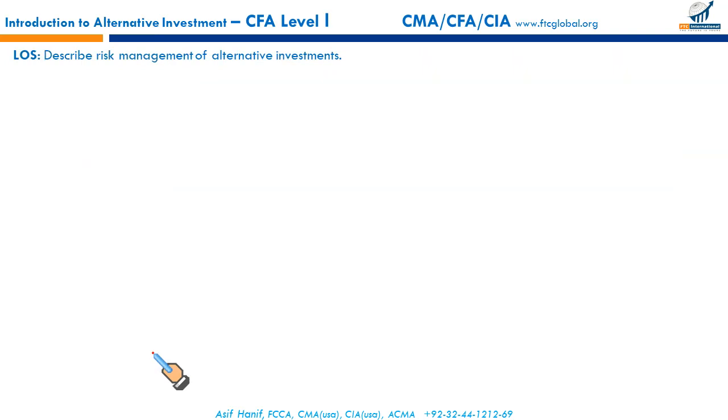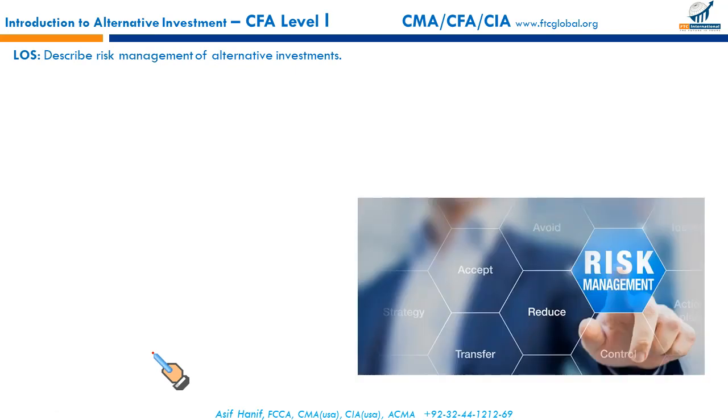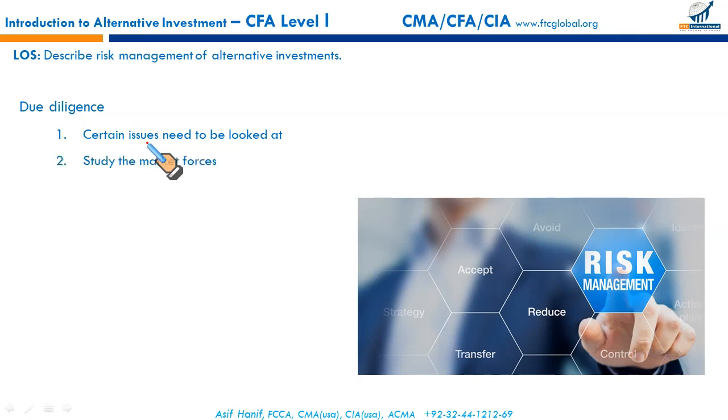Then describe risk management of alternative investment. To make the most of alternative investment, to draw as much benefit as possible, due diligence is the key. The investor should look at issues such as the fund's track record, how well the fund has performed over the years, the investment horizon of the fund, redemption and payback rules, and most importantly, the integrity of the management.